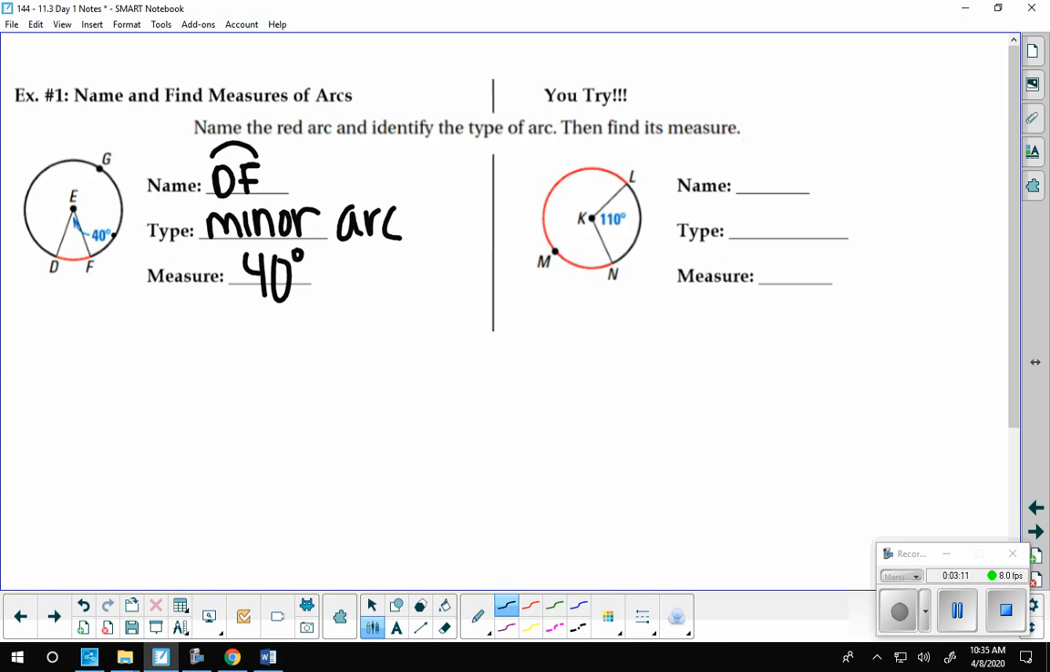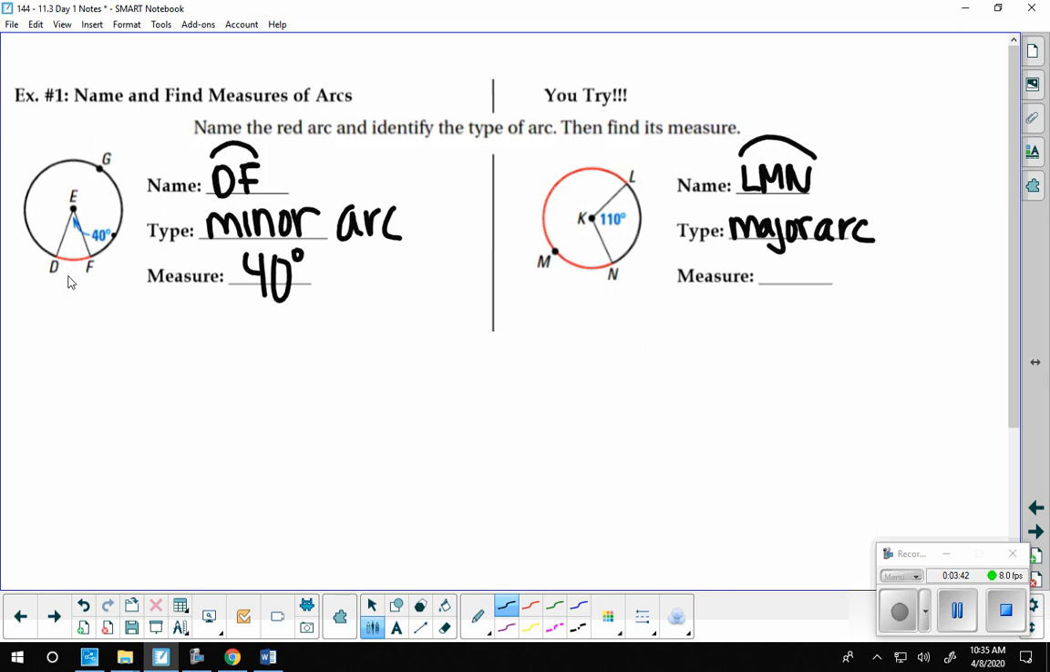Now looking at the next one, here's the red part. You probably can't see this in your notes, so you can see where it's red on the video here. So this is the arc we're talking about. We need to use 3 letters to name it because it's a major arc. It's a major arc because it's more than 180 degrees. And again, just make sure you go in the right order, LMN, or you could say NML for the arc name. What is its measure?